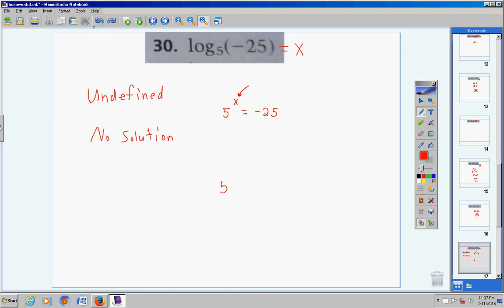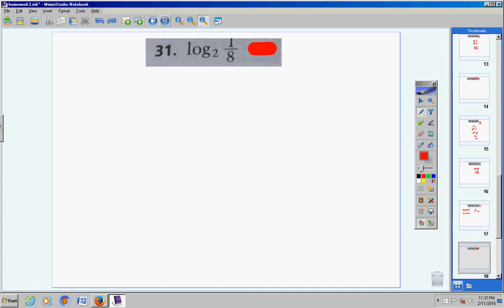So you can memorize it, or you can try to work it out like I did here, and you can see it's not possible. So your argument can never be a zero, and your argument can never be a negative number. Okay? Alright, moving on. 31.